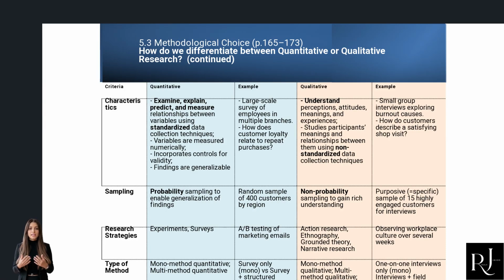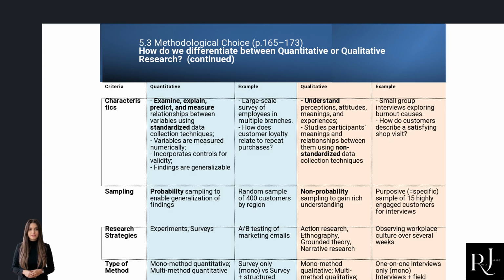Continuing our comparison, let's look at the characteristics and sampling. Quantitative research aims to examine, explain, and predict relationships using standardized techniques that allow for generalizable findings. Qualitative research seeks to understand perceptions and experiences using non-standardized techniques. In terms of sampling, quantitative research uses probability sampling, like a random sample of 400 customers, to enable generalization. Qualitative research uses non-probability sampling, such as a purposive sample of 15 highly engaged individuals, to gain a deep, rich understanding.